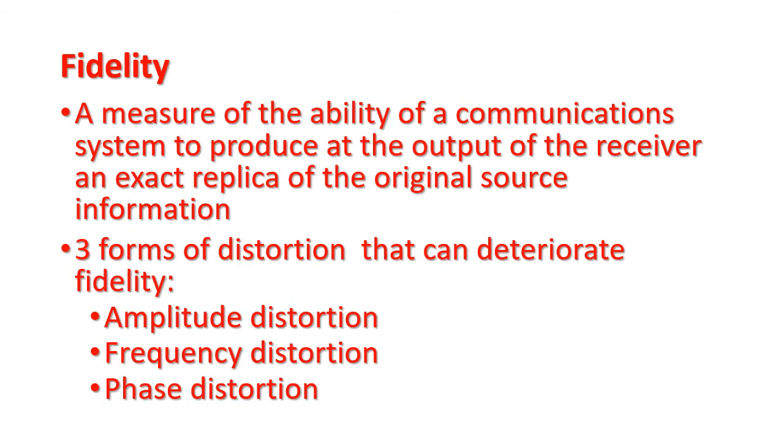Fidelity. Fidelity is a measure of the ability of a communication system to produce at the output of the receiver an exact replica of the original source information. There are three forms of distortion that can deteriorate fidelity. First, we have the amplitude distortion. Next, the frequency distortion. And lastly, we have the phase distortion.